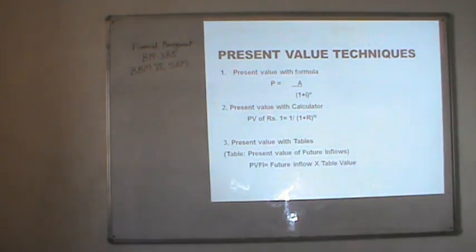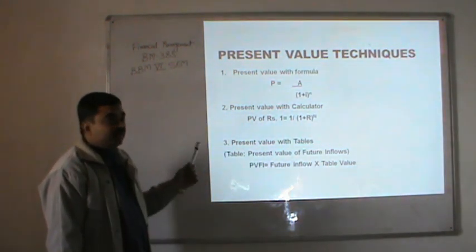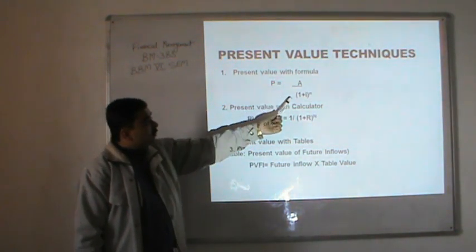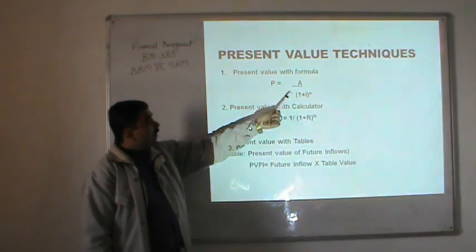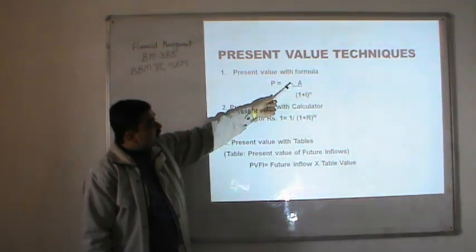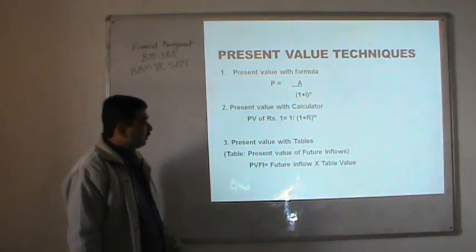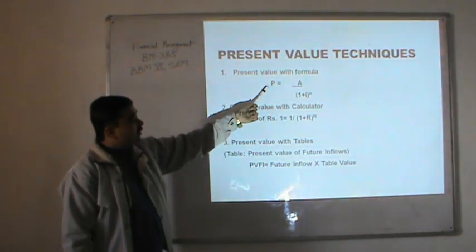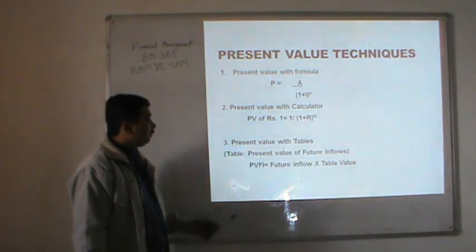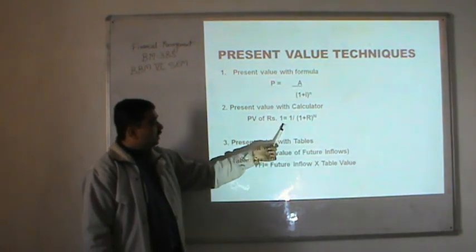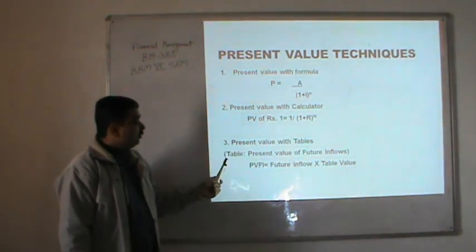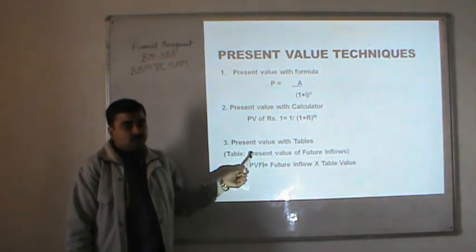Similar to the future value, we also calculate the present value, and we just transfer a term from one side to the other. We have already seen that A = P × (1 + i)^n. Now if we have to calculate P, that is A divided by (1 + i)^n. So we calculate the present value with the same formula, just by transferring one value from one side to the other. We can also calculate the same with the help of a calculator, and also with the help of the present value table.